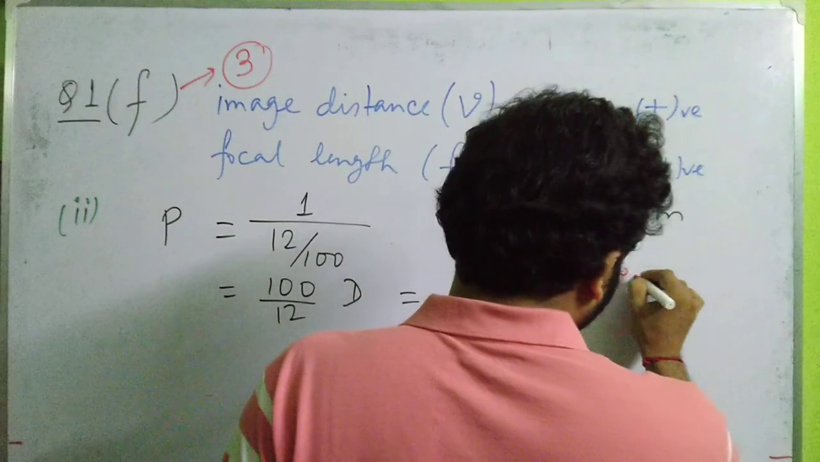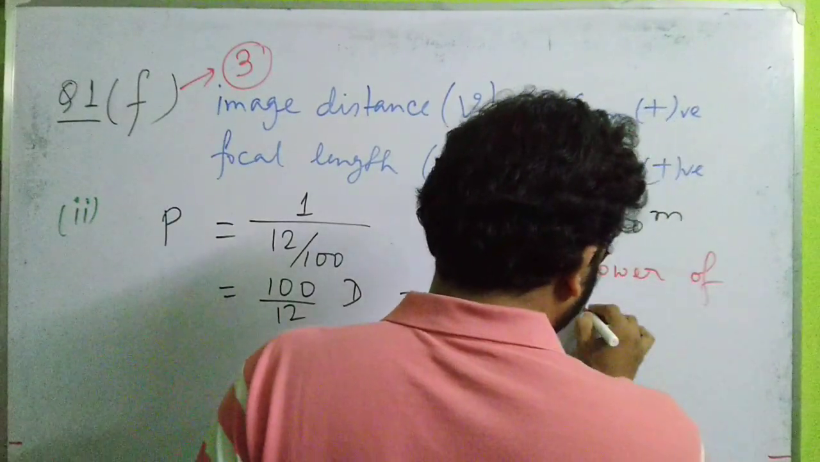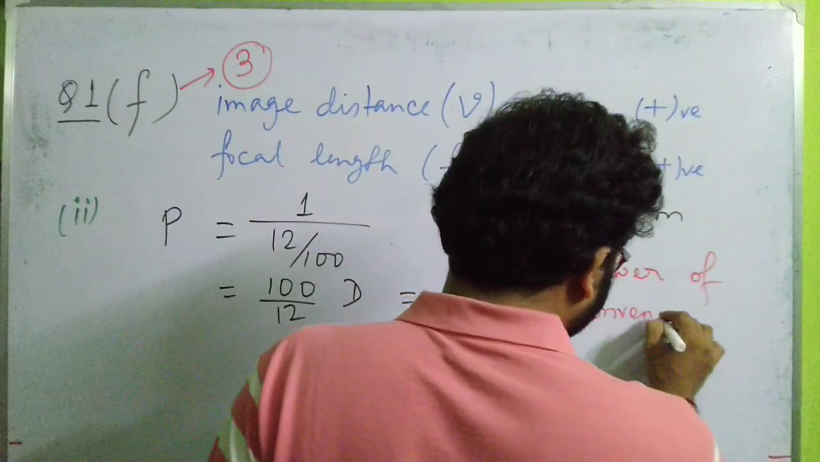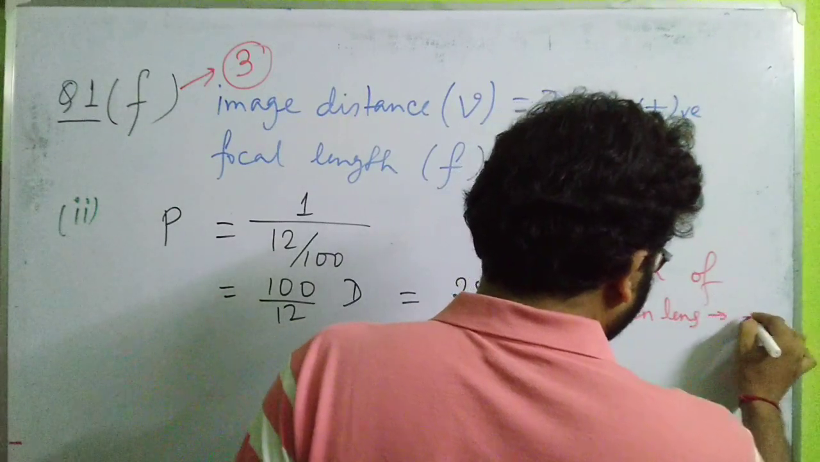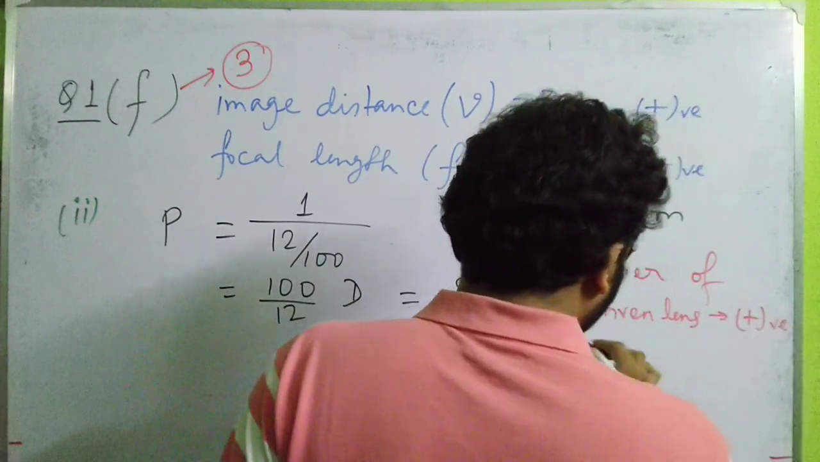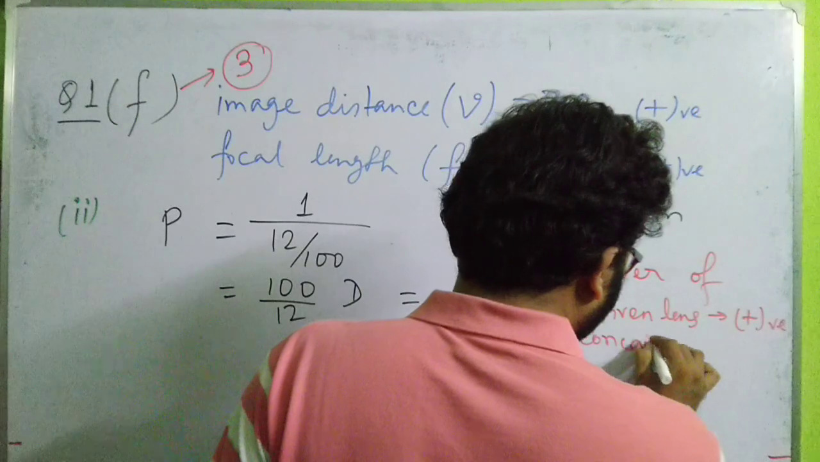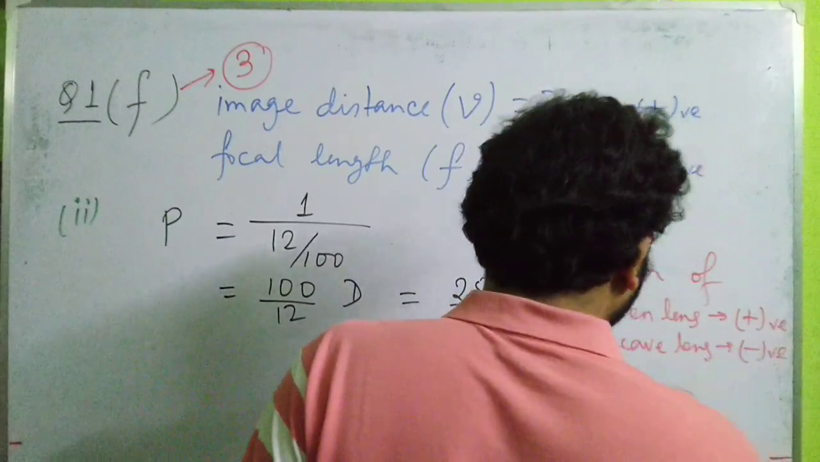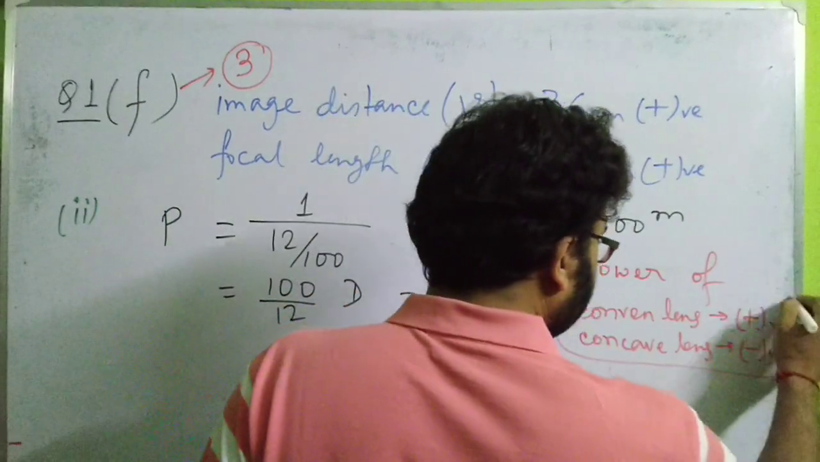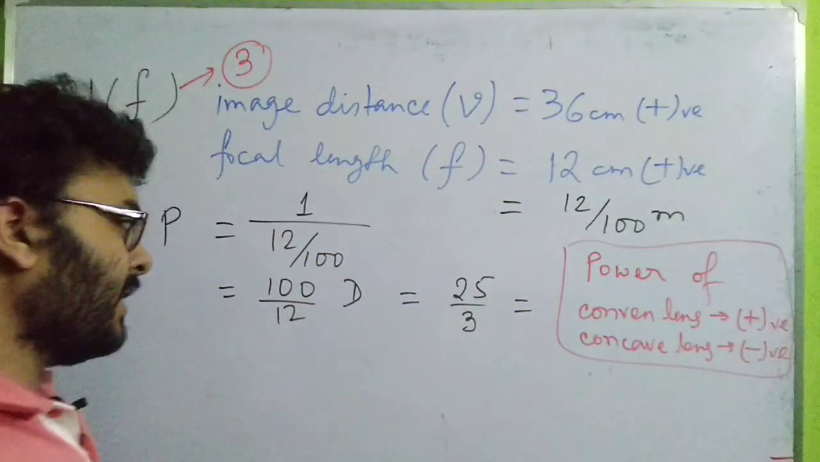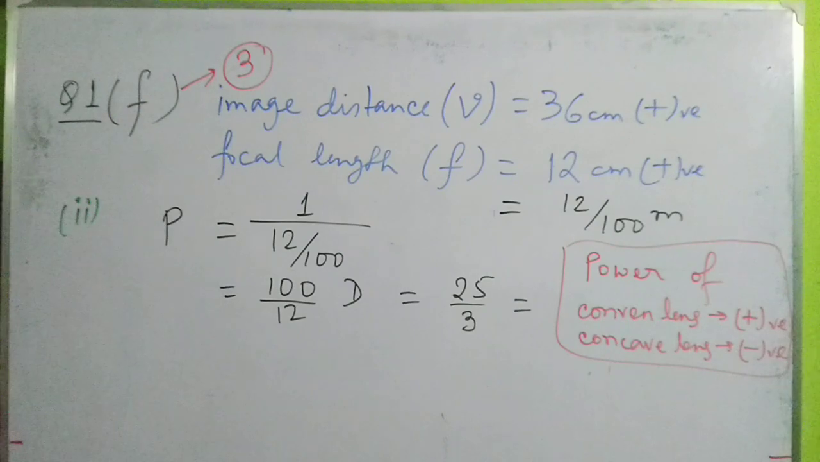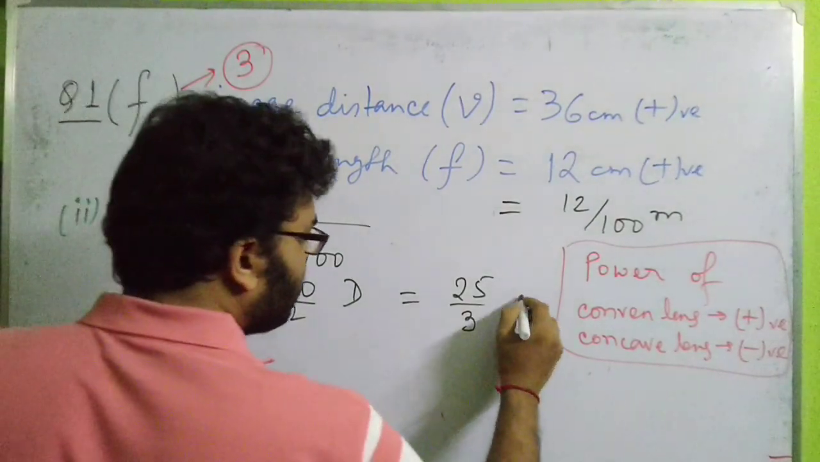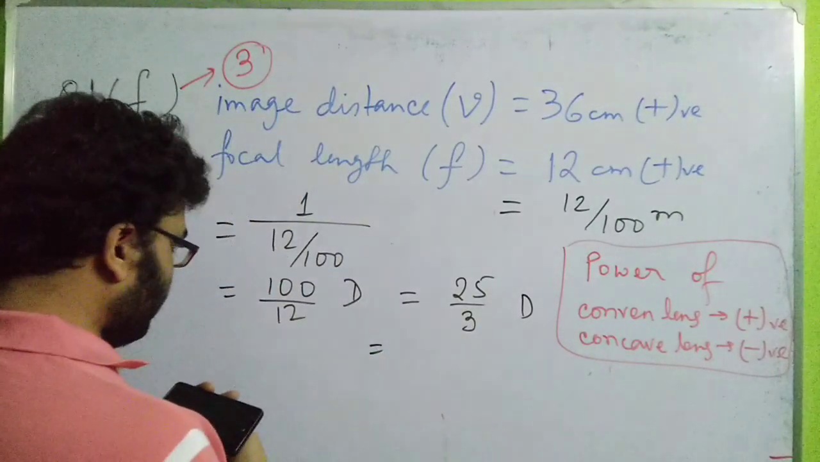Power of convex lens, it is always positive, whereas power of concave lens, it is taken as negative. So please note these few facts, these are very important. Okay. So 25 by 3 diopter, this turns out to be, let me see what are the options.